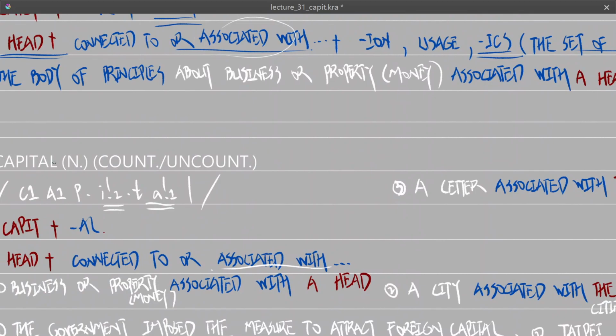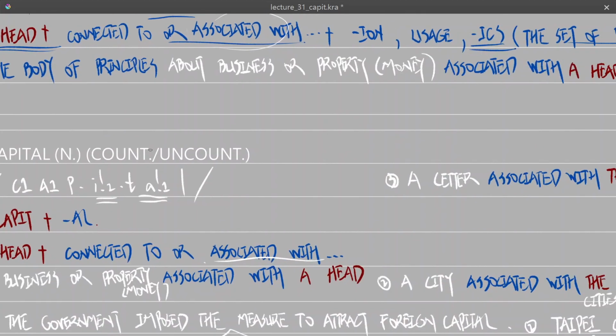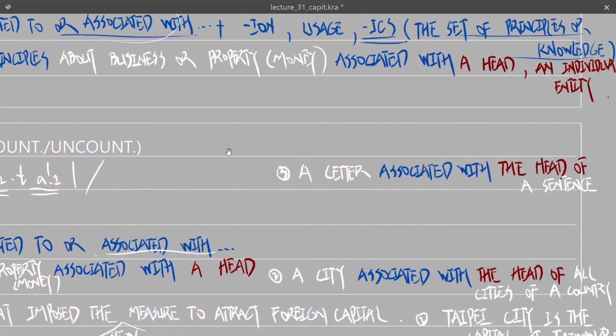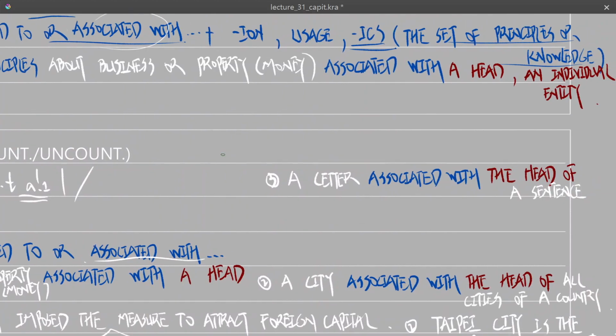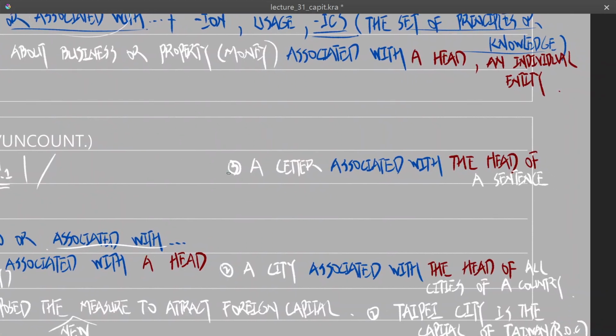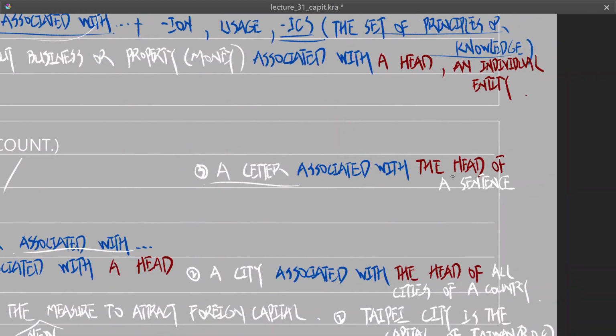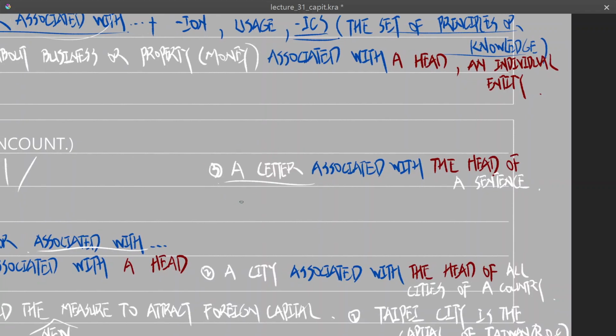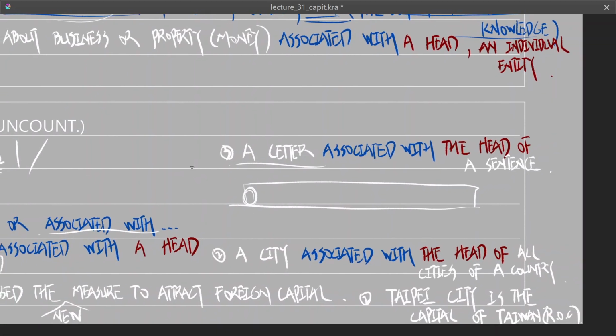So capital means the capital letters. We say capital or capital letters. According to the grammar rules, the first letter of a sentence should begin with a capital letter. It means a letter associated with the head of the sentence, that's the beginning of the sentence. The beginning of a sentence, that letter should be uppercase. Alright.